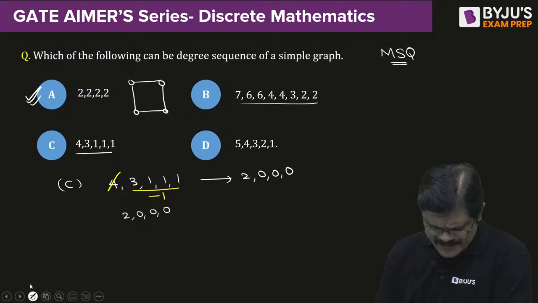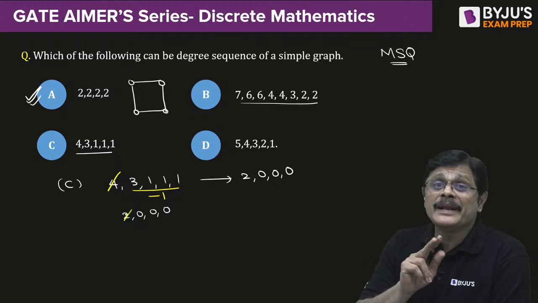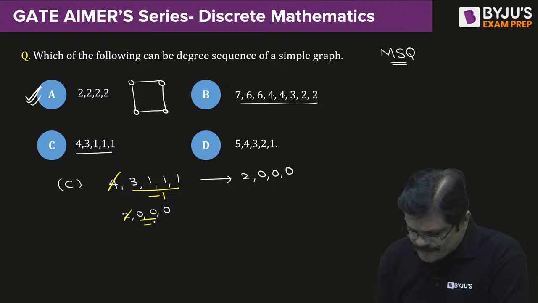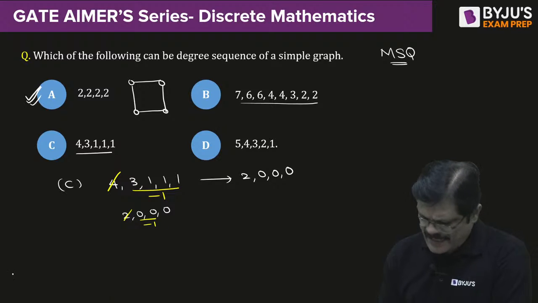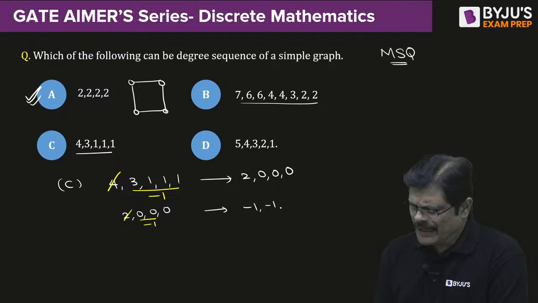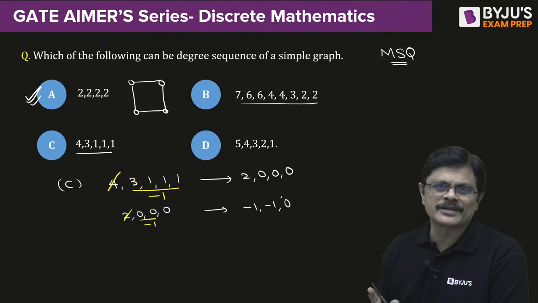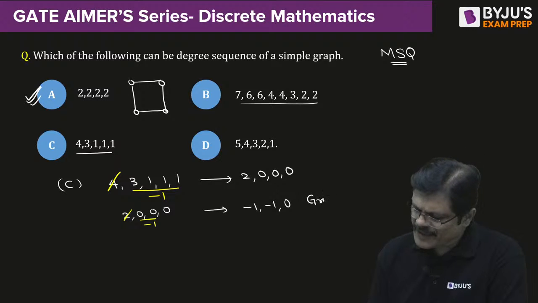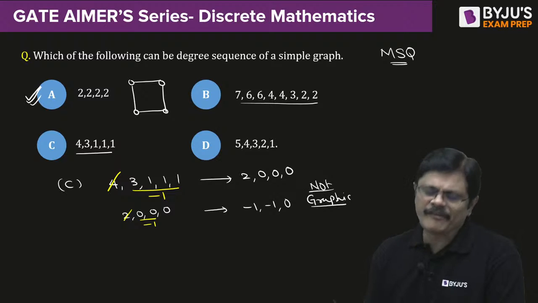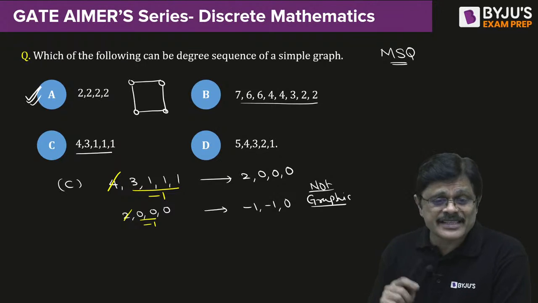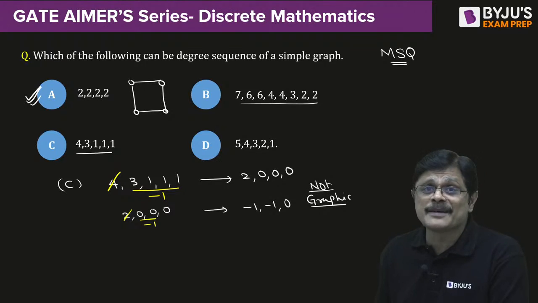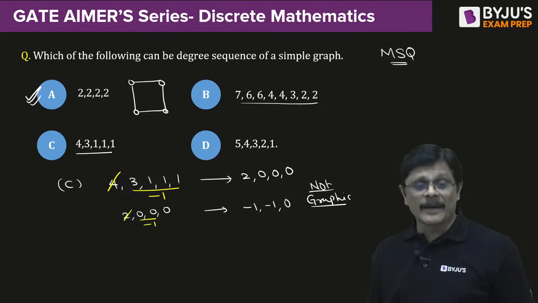Highest degree vertex is what? 2. You remove 2, next to 2, you have to subtract 1. But when you subtract 1, what is happening? You are getting negative value. Whenever you get negative value, you have to stop the process, and it is not graphic. Not graphic means you cannot draw a simple graph with this degree sequence, my dear friends.